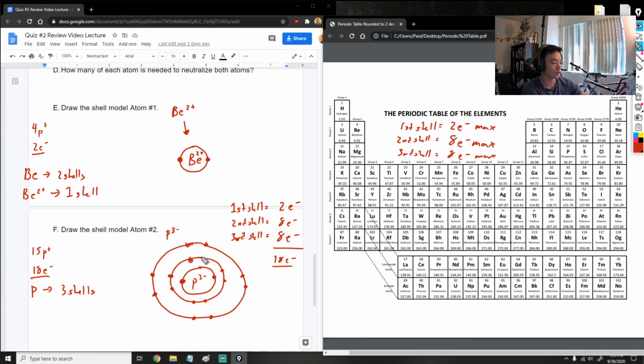And so we've drawn P3 minus. P3 minus also has 3 shells, and it looks something like this. Okay, and those are the shell models.